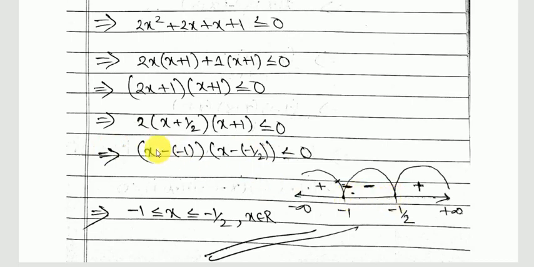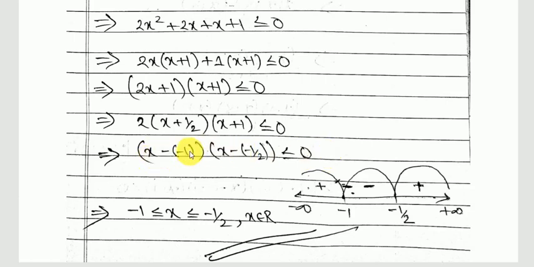This expression will be negative for all the values of x lying between minus 1 and minus half. You can see it is negative when you take any value between minus 1 and minus half. So any value from this interval will satisfy this expression. Here equal to is also there, less than equal to, that means it should also be equal to 0.